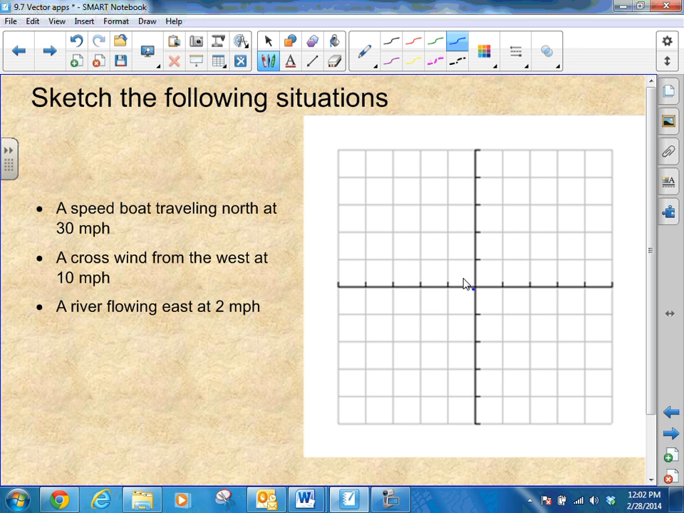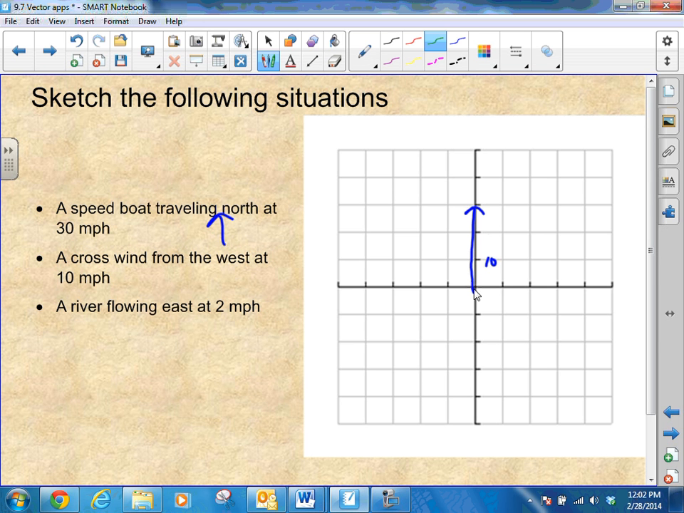And then if my boat is traveling north 30 miles per hour, let's go by 10s, how many boxes are you going to go? 3. And am I going to go up, down, left, or right? You're going to go up. There's your speedboat traveling north 30 miles per hour.